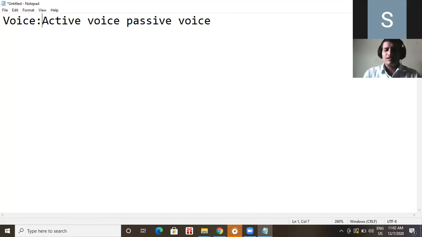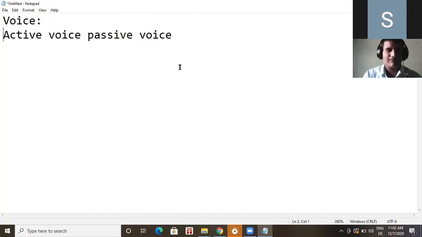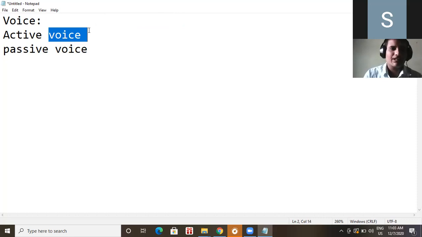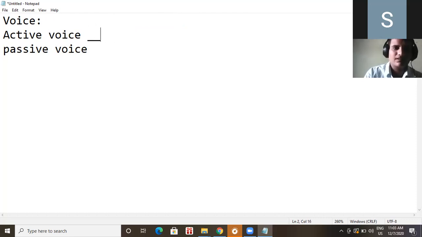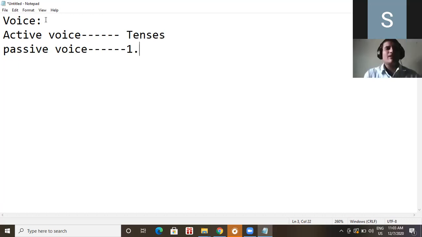Like that. An action which is done in any tense will be converted into passive voice. This is nothing but tenses. There are three rules in converting active voice into passive voice. Voice is nothing but vakyam. We have to convert a vakyam from active voice into passive voice. There are three rules for how we convert active voice into passive voice.